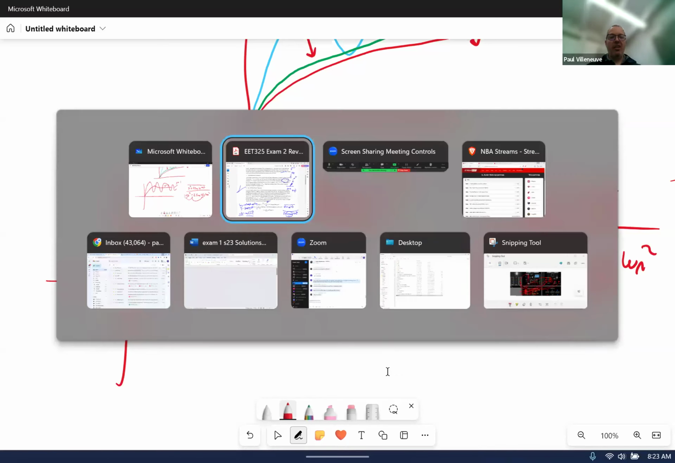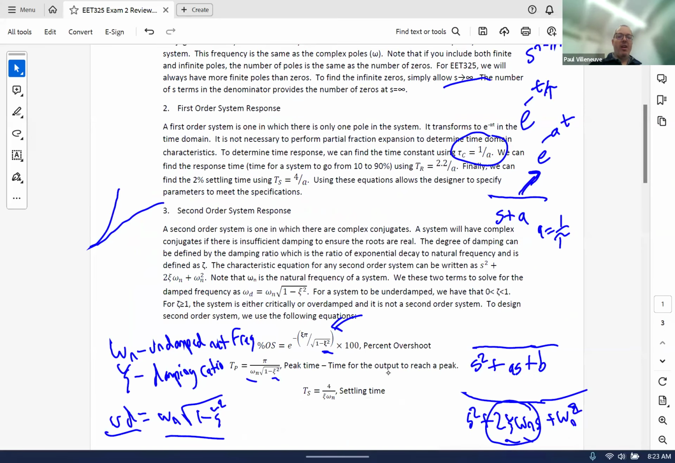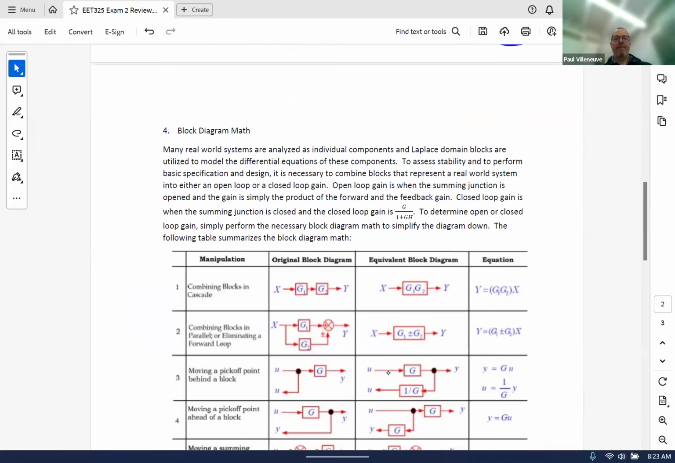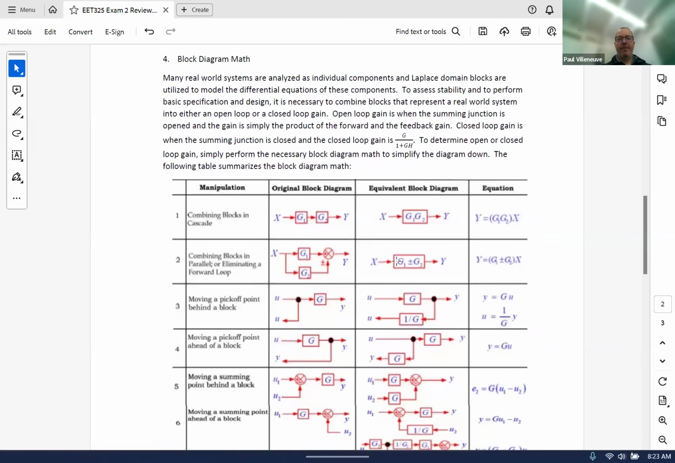And hopefully you can see that here. When I plug in 0.1 for zeta in there, it's the square root of 1 minus 0.1 squared times omega sub n. That's a lot closer to omega sub n than 1 minus 0.9 squared, right? So you can see that my frequency drops by quite a bit as I increase my zeta. Okay, any questions on second order systems?